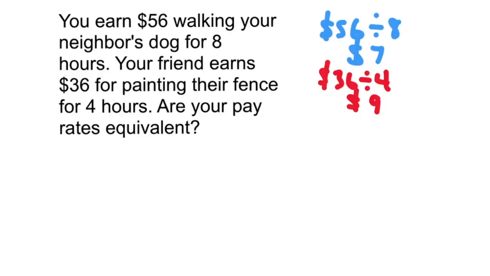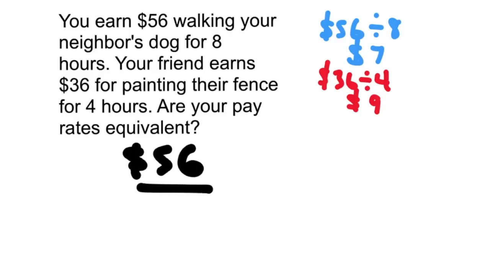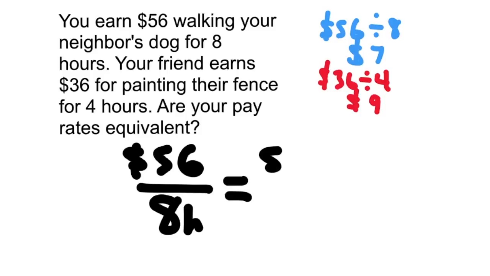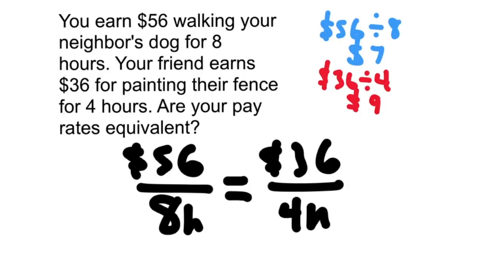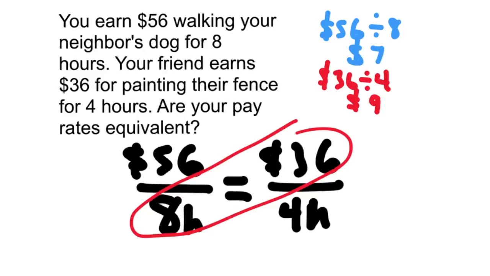You can also see if the ratios are equivalent by writing the proportion. So I got $56 in 8 hours, and then I set that equal to $36 over 4 hours. Notice how the units are dollars on the top for both of them and hours for both of them in the denominators. I can cross multiply, or I could simplify to see if they're equal.